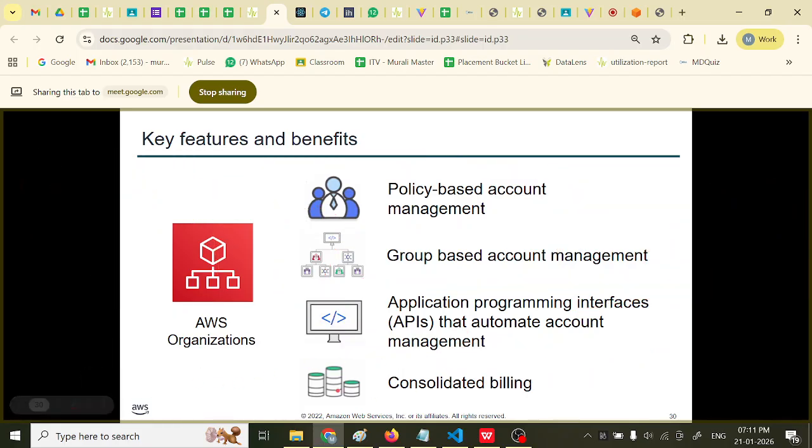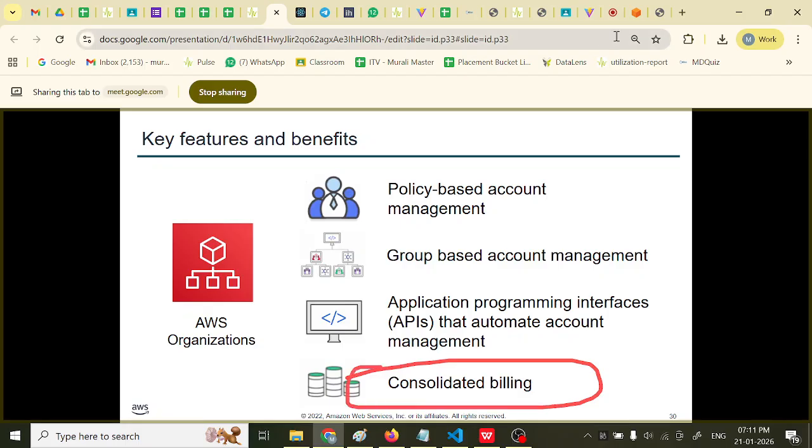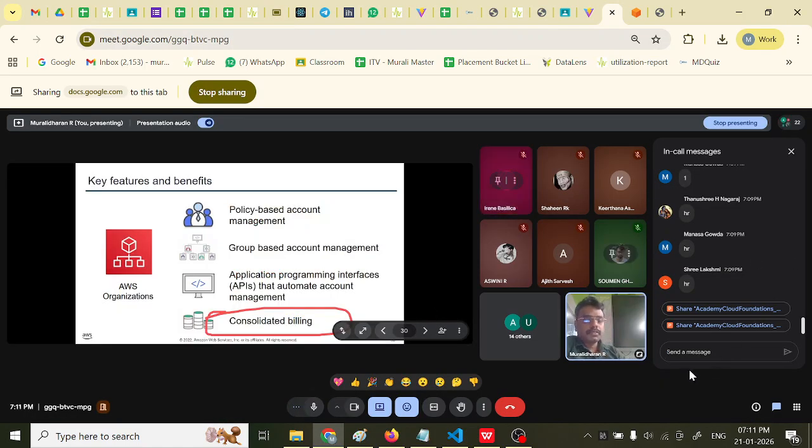Next, consolidated billing. Consolidate means what? Where you will have consolidation. Consolidation means what?